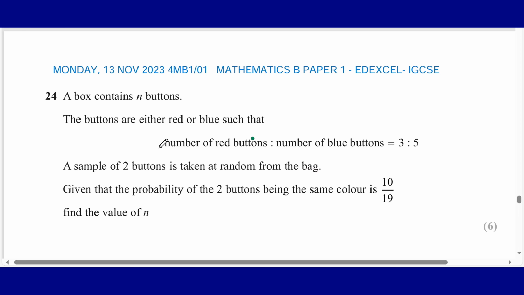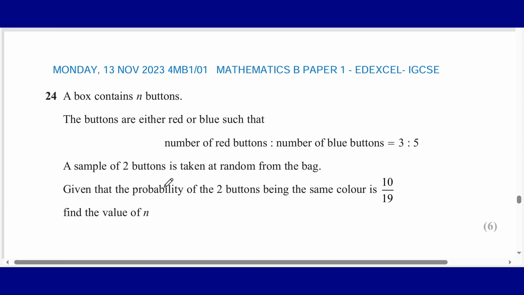Let's get started. You may pause this video for some time to get your own answer, and then we'll start the discussion now. Okay guys, let's get started.